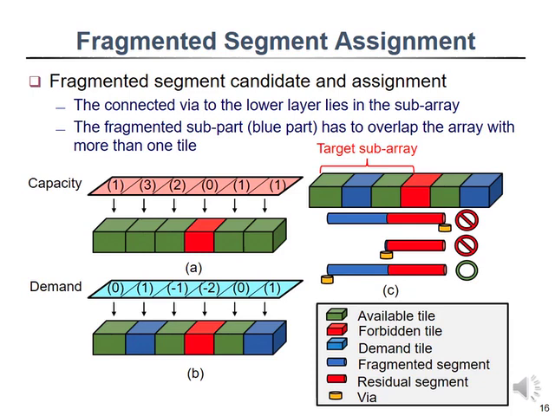Therefore, we cut the segment into two parts. The left part of the segment can be assigned to the current layer, and the fragmented right part of the segment will become candidate segments.